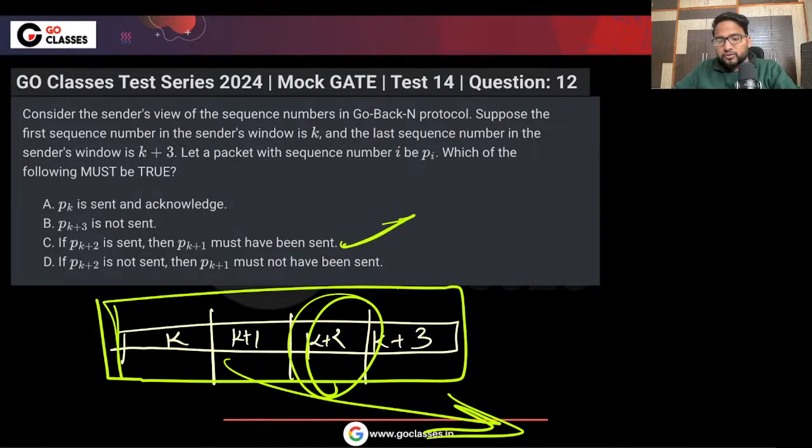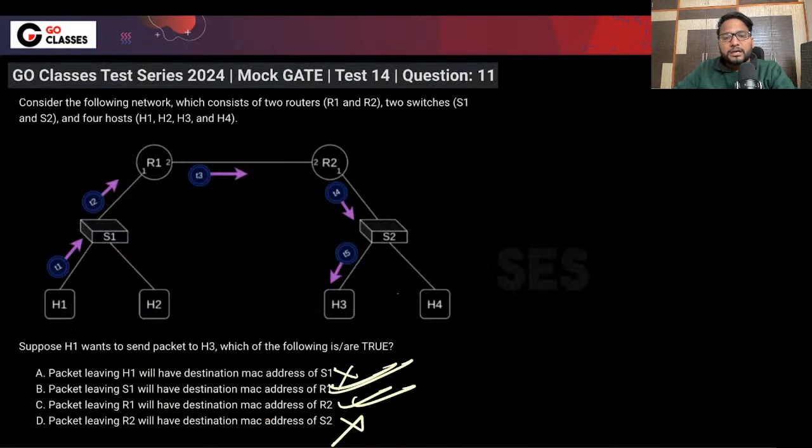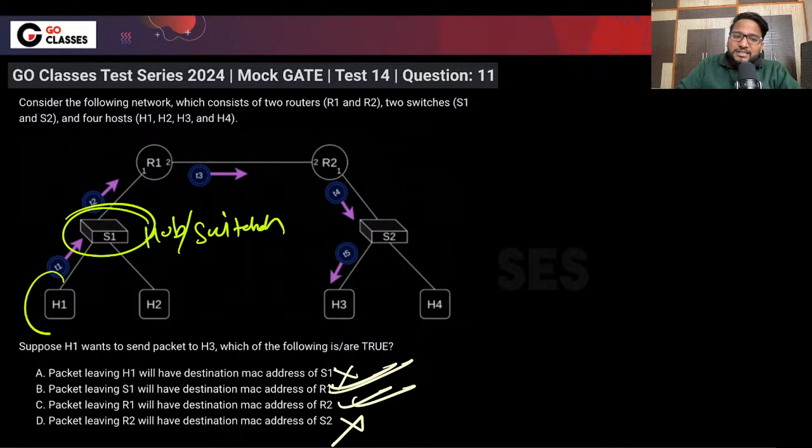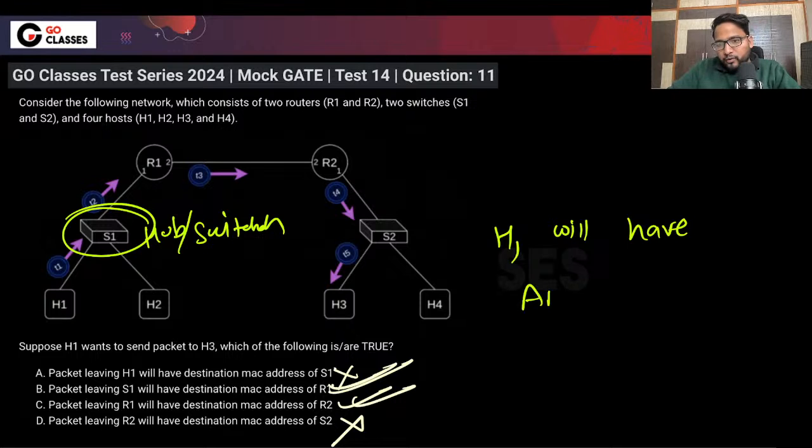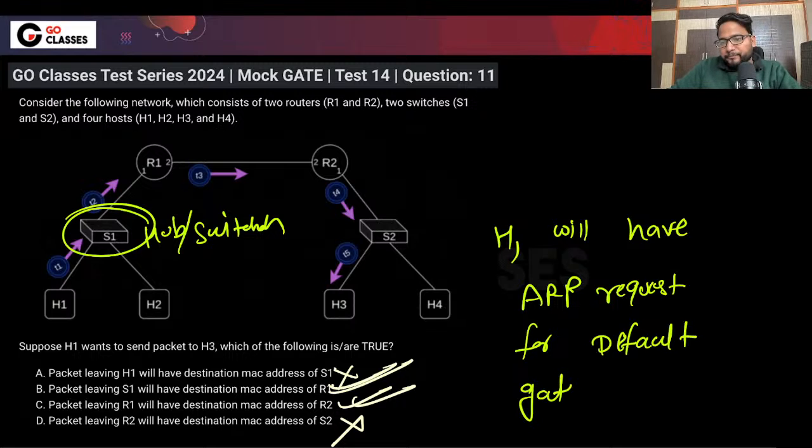Okay. So some people are asking, some doubts here, what if this is a hub? No, it doesn't matter. It is hub, it is switch, it doesn't really matter. You just tell me, H1 will send to the default gateway, right? See, H1 wants to send to S3, so H1 will have an ARP request for the default gateway MAC, right?